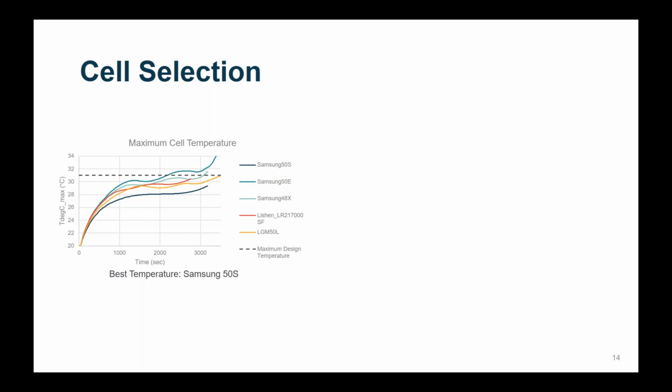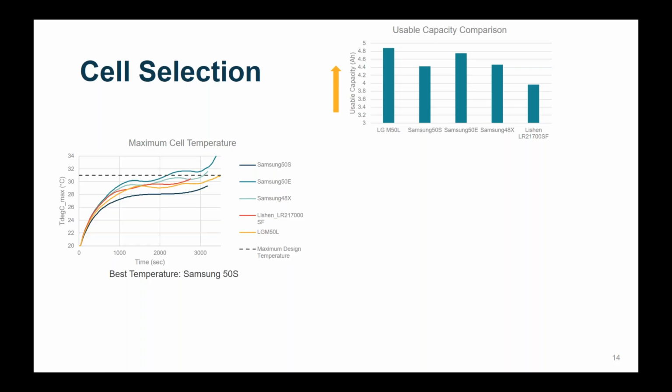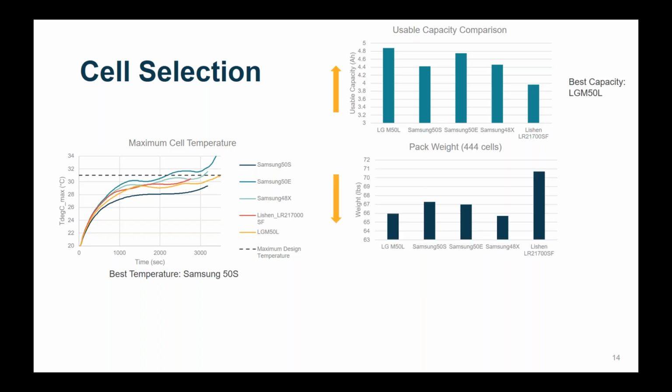artificial limit. Looking at usable capacity from the constant current discharge test, we can see that the LG M50L does the best. The Lishen LR21700 SF does the worst. And of course, we want to maximize usable capacity. So this has to be balanced against other factors.